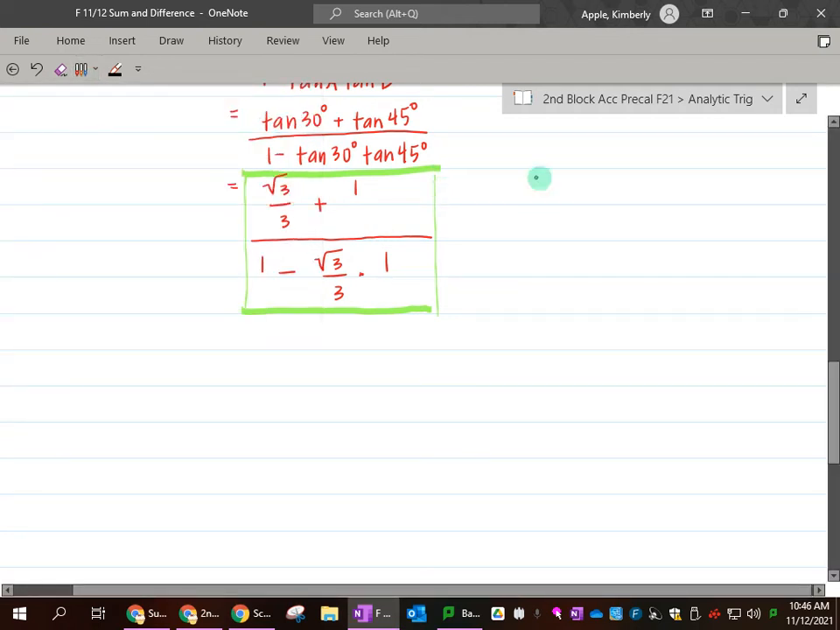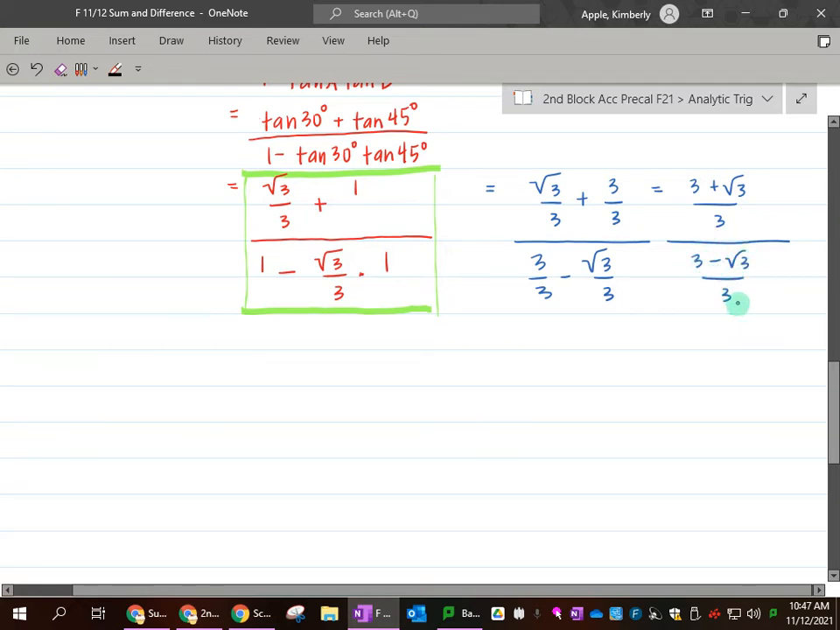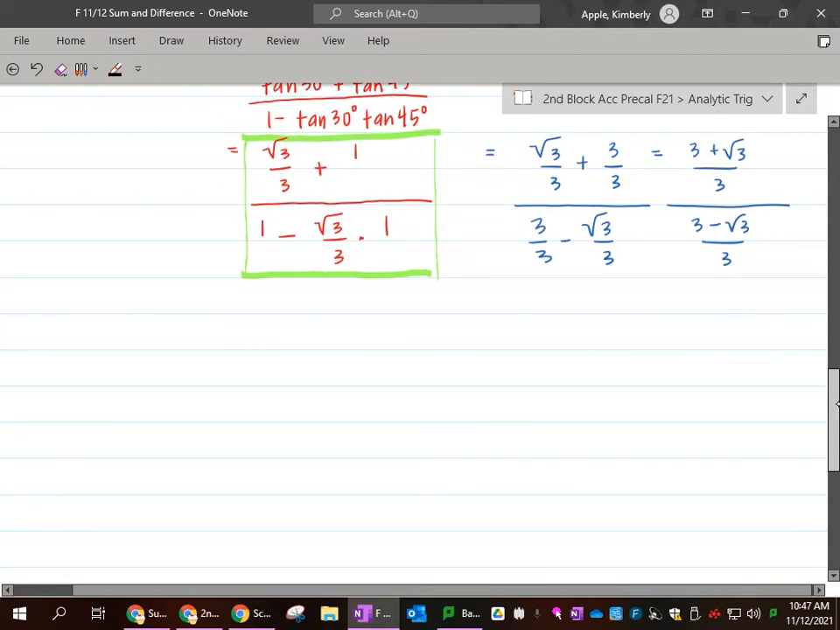And then I'm going to go back and explain what I did because you may be upset. So I'm just going to do it. I'm going to write the numerator with a common denominator so I can add those things. Then I'm going to write the denominator with a common denominator so I can subtract those things. And so I'll have 3 plus root 3 over 3 on top. And then on bottom, I'll have 3 minus root 3 over 3. And I'm going to move fast here because I'm going to go back, okay?